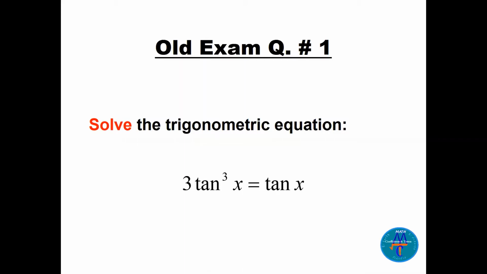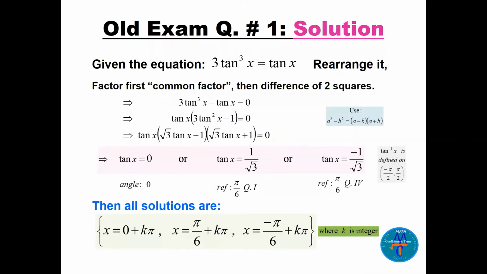Remember, we have to rearrange the equation, and you cannot divide here by tan of x because you lose some solutions. Let's rearrange it. Take everything to one side here. 3 tan cubed of x minus tan of x is equal to 0. Take tan of x as a common factor. So we have 3 tan squared of x minus 1.